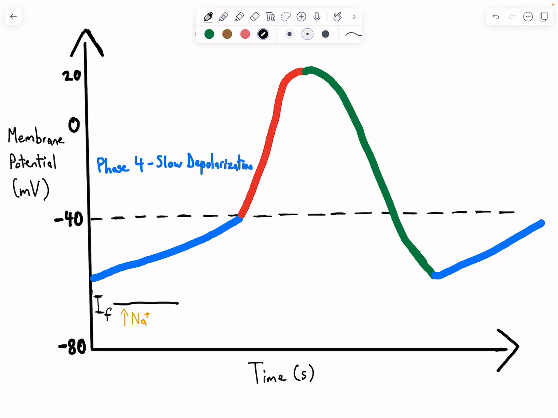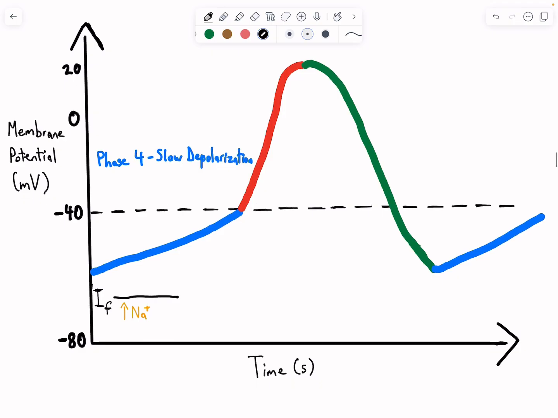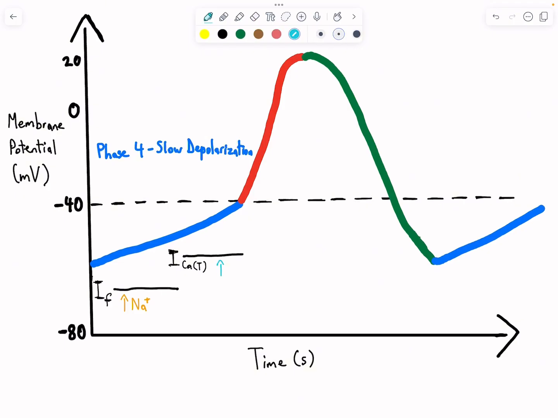As the membrane creeps upward, a second channel type activates, the T-type calcium channels. These open briefly and help the membrane reach threshold. Together, the funny current and the T-type calcium channels act like the ignition and low gear of a car. Slow, steady, and automatic, gradually getting the heart ready to fire.